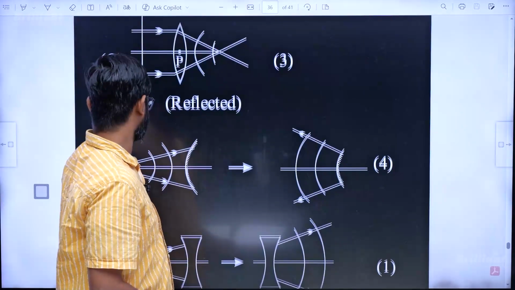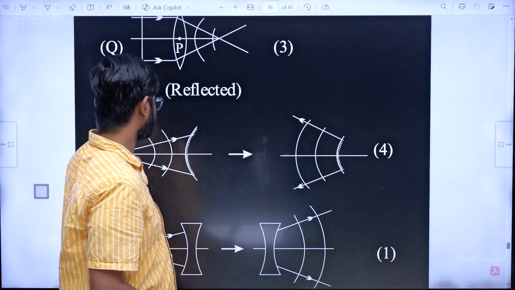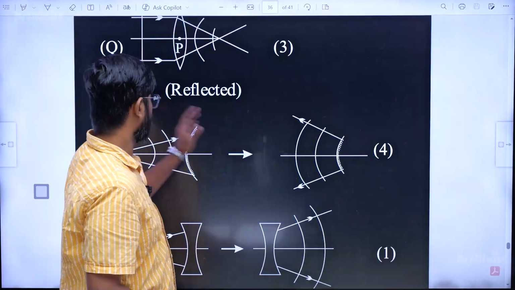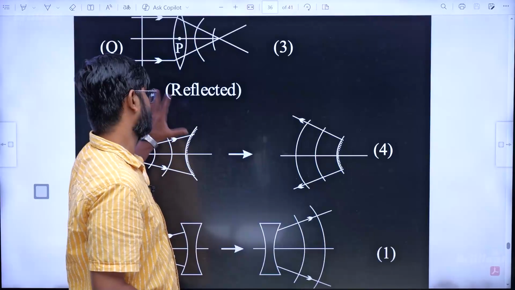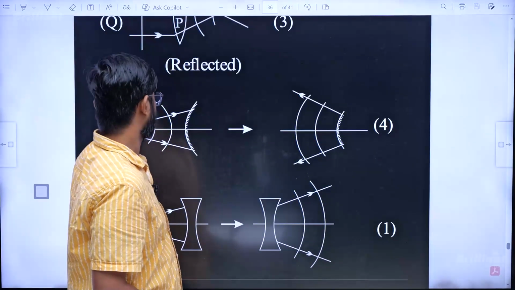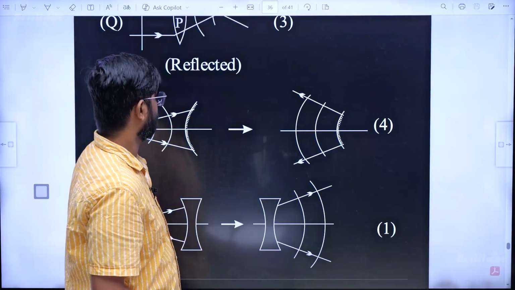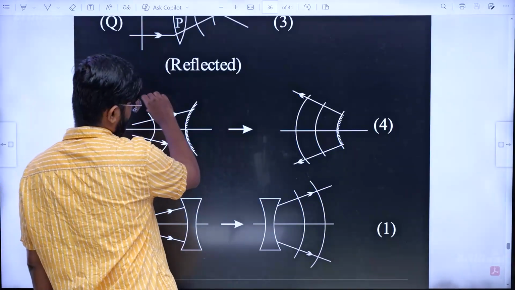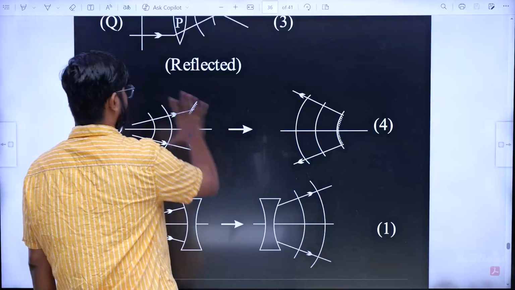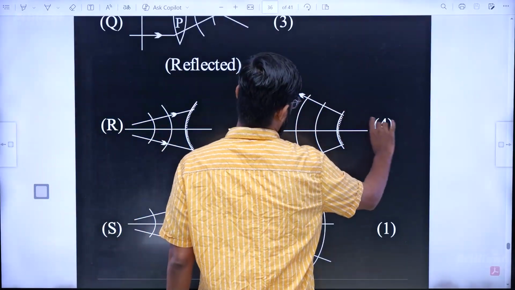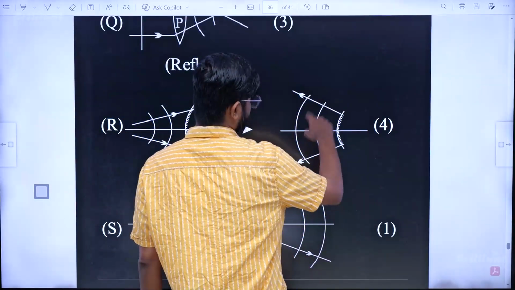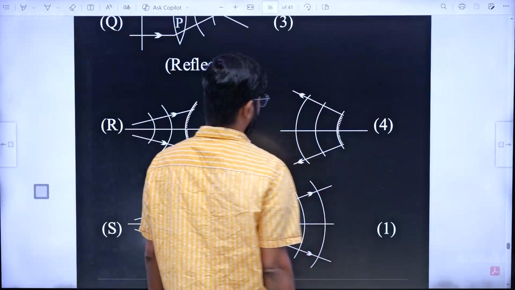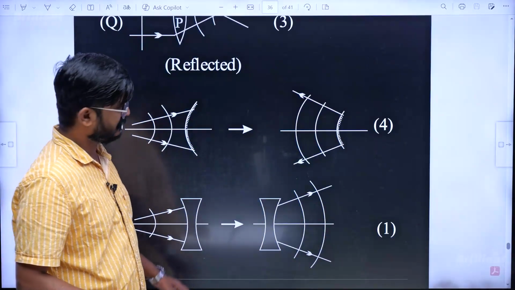Then in the next case, if a point object is here, then image will be formed this side, or the diverging rays will be even more diverging. So after reflection, the rays will be going this way. When you extend them, they are meeting here. Then the wavefronts are going to be like this, with this as the center, which gives option 4 correct.